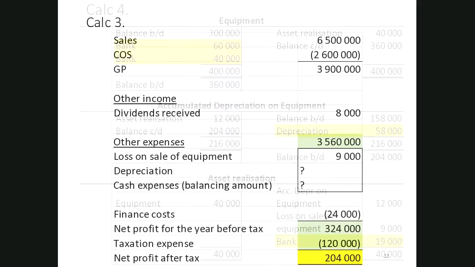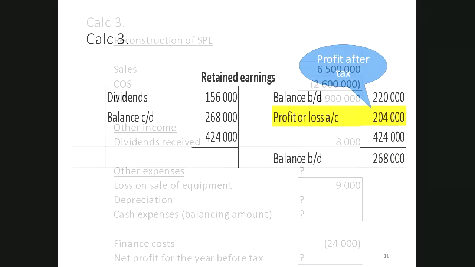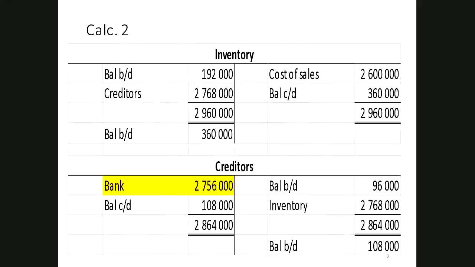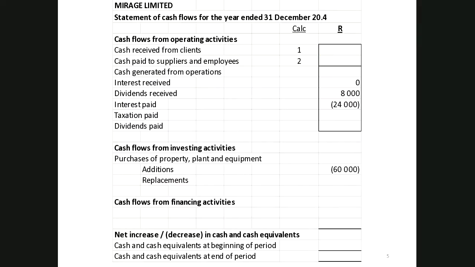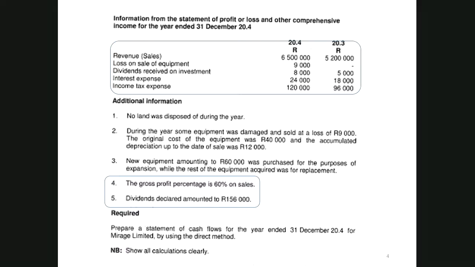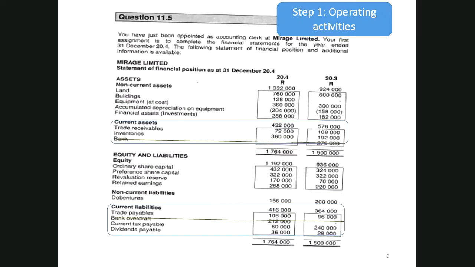If I quickly go back and look at the additional information given in the question, sorry, it's a few slides back here, they tell us that no land was disposed during the year, and I'm not interested in land because land doesn't have depreciation.